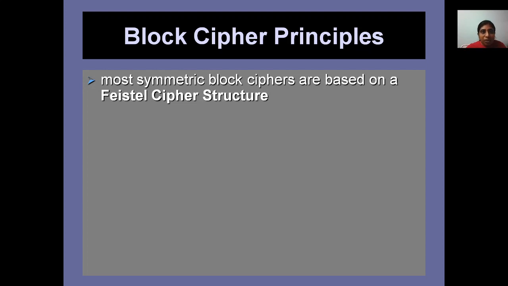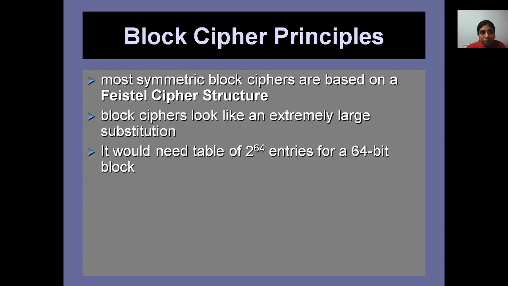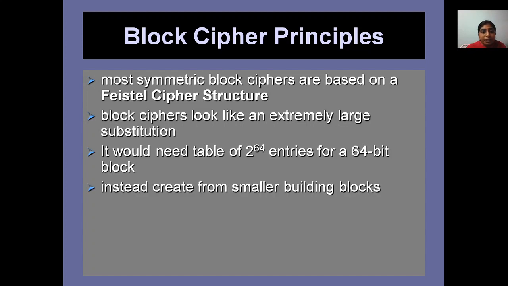Coming to the block cipher principles, most symmetric block ciphers are based upon the Feistel cipher structure. A block cipher looks like an extremely large substitution. If we are taking a 64-bit block, how many table entries are needed? 2 power 64 table entries are needed. Instead of that, we break down those blocks into smaller building blocks. So how can we do that?